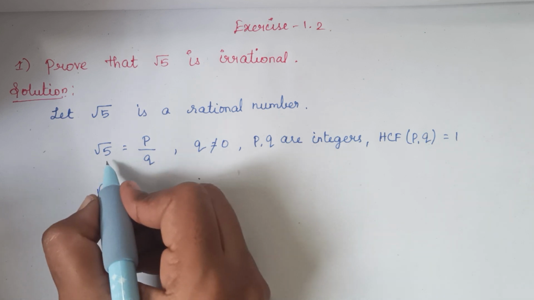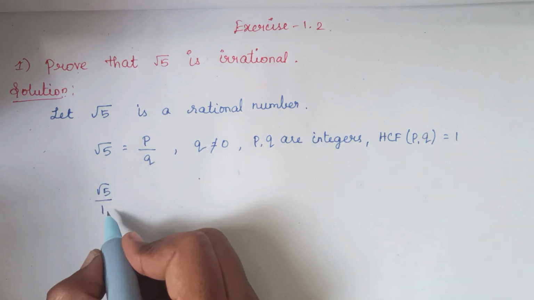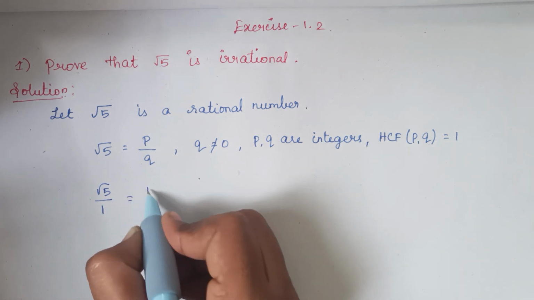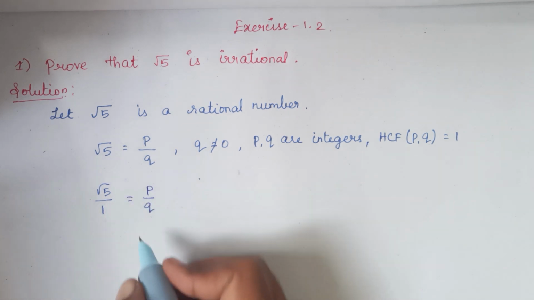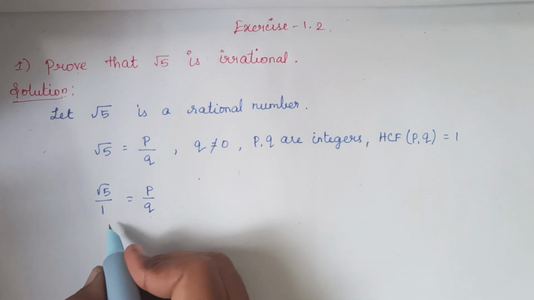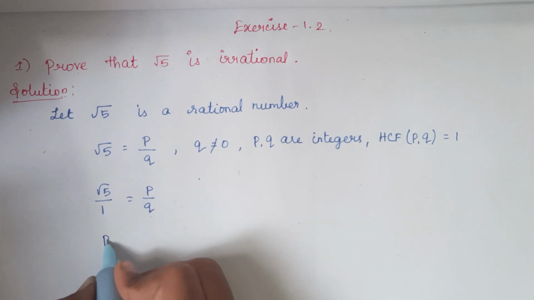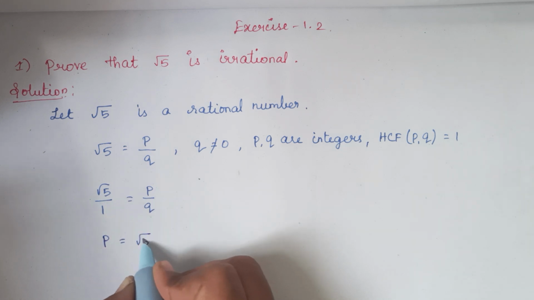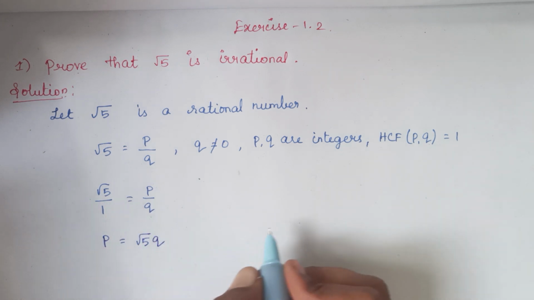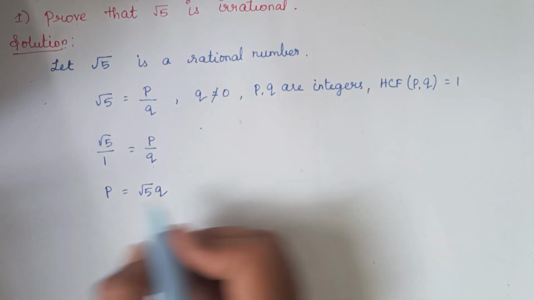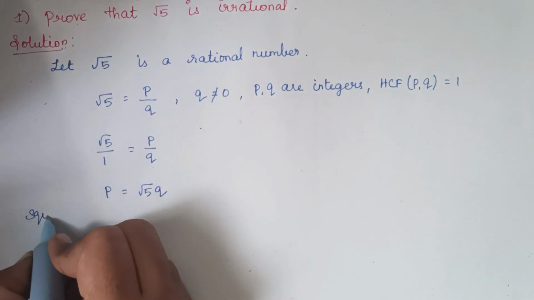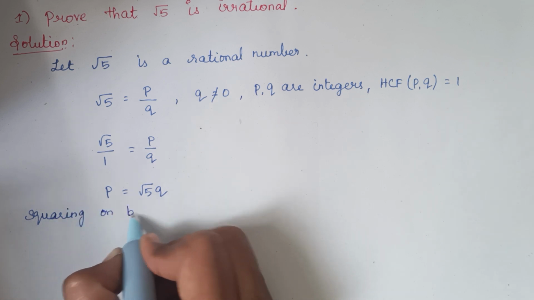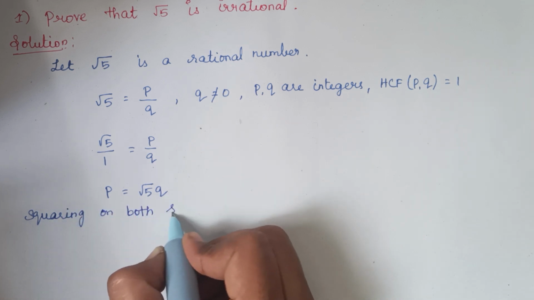Now root 5 by 1. Here 1 is not mentioned, so we will assume root 5 by 1 is equal to p by q. Now just cross multiply it. 1 into p is equal to p, and root 5 into q is equal to root 5 q. Now we can square on both sides.